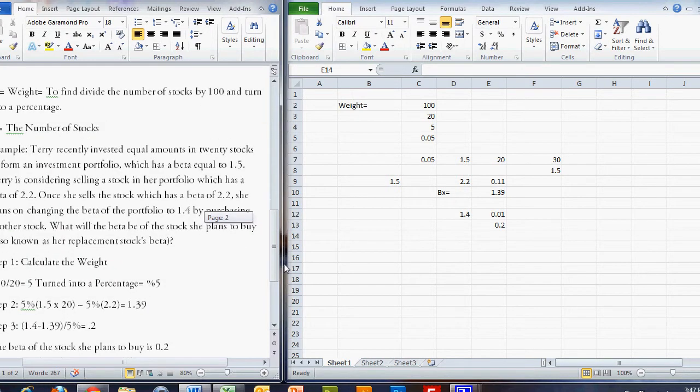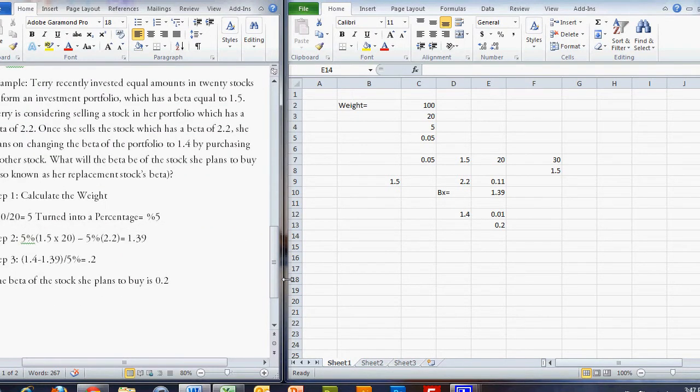So let's go ahead and do an example here. Terry recently invested equal amounts in 20 stocks to form an investment portfolio, which has a beta equal to 1.5. Terry is considering selling a stock in her portfolio, which has a beta of 2.2. Once she sells a stock which has a beta of 2.2, she plans on changing the beta of the portfolio to 1.4 by purchasing another stock. What will the beta of the stock she plans to buy, also known as replacement beta, be?